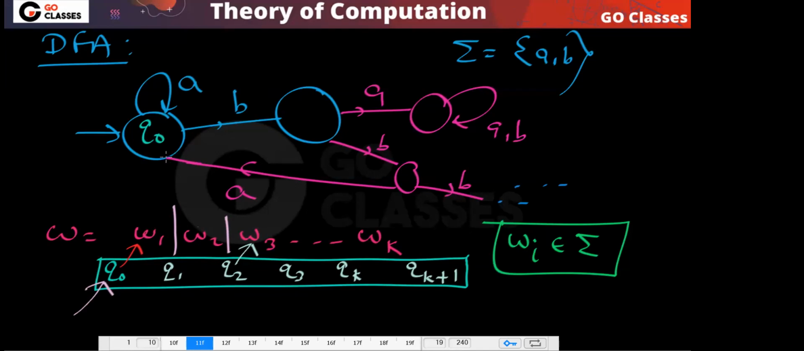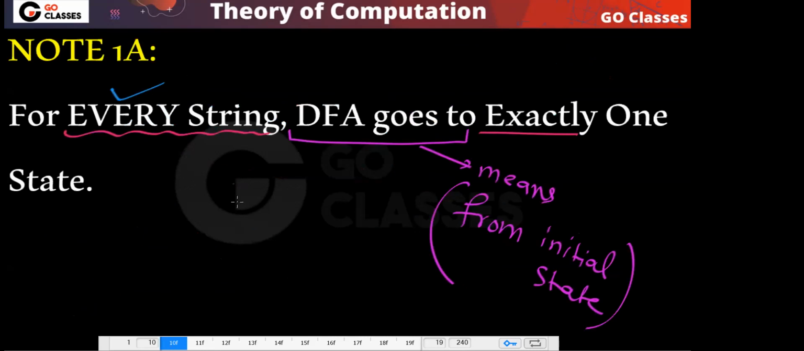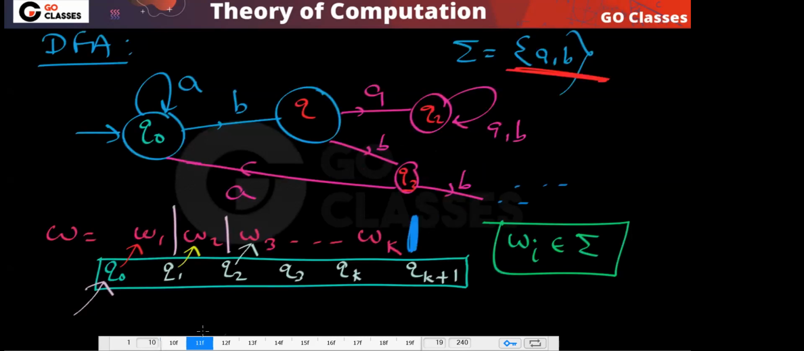Whatever state you take, from every state, on every symbol, there is exactly one transition. So you will go to exactly one state. Similarly, in this state, if you read this symbol, you will go to exactly one state, and so on. So I can say that the DFA will end in exactly one state. So for every string, the DFA will go to exactly one state.